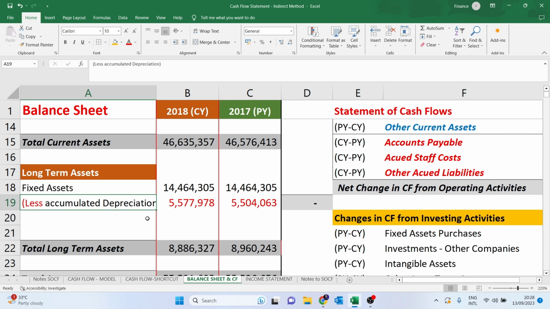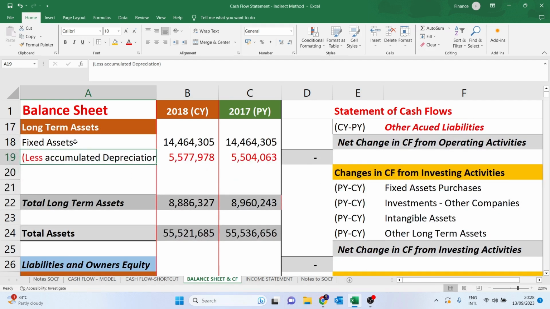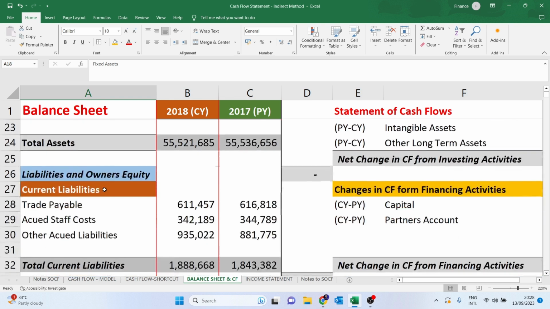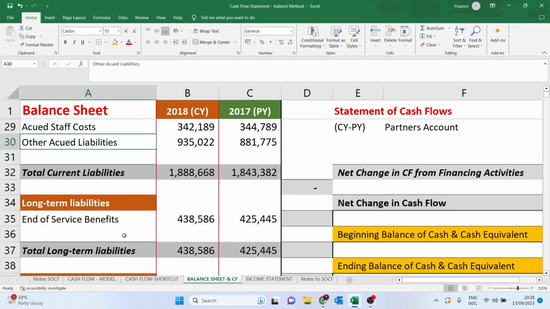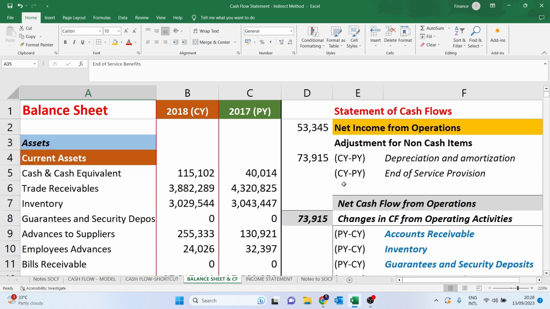Now let us see if any other items are there. Accumulated depreciation is a non-cash item. Everyone knows fixed assets are a cash item, because while purchasing assets, cash is involved. Trade payable is not a non-cash item. Accrued staff cost is not non-cash. Other accrued liabilities. Here another one comes: end of service benefits. End of service benefits are another non-cash item, so we need to record that.